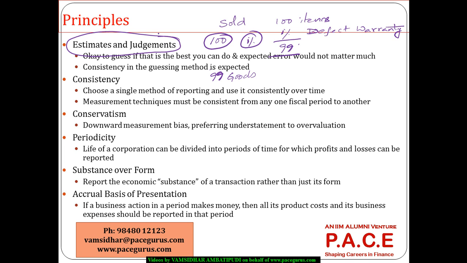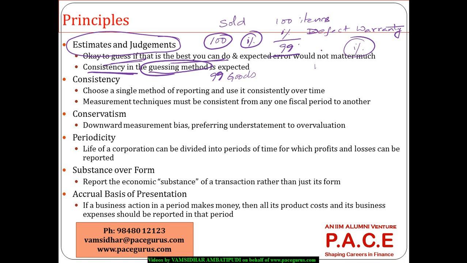So what the accounting principles say is, whatever estimates and assumptions you are making, you can go ahead with the guesswork if that is the best we can do and you are expecting that the error would not be drastically higher. As long as we expect that the error will not be very heavy, we can go ahead with the usage of estimates and judgment. But what is mentioned by the accounting principle is, go ahead with consistency in the guessing method. So let's say, based on the historical number, I have used 1% as the number of defects that can come back. But next year I have changed it to the percentage of defects of my competitor rather than my own defects. So the estimation mechanism is changing.